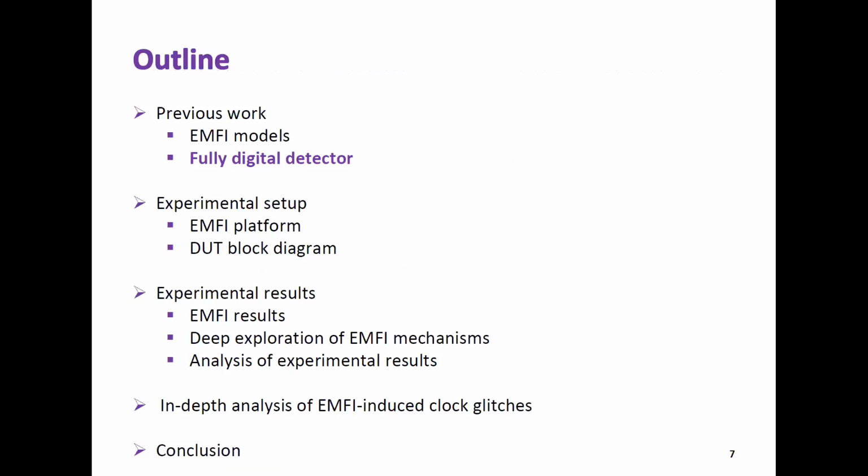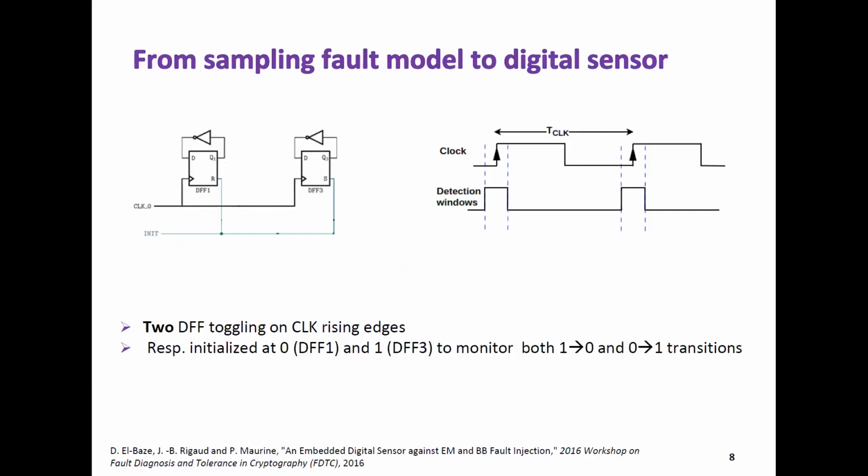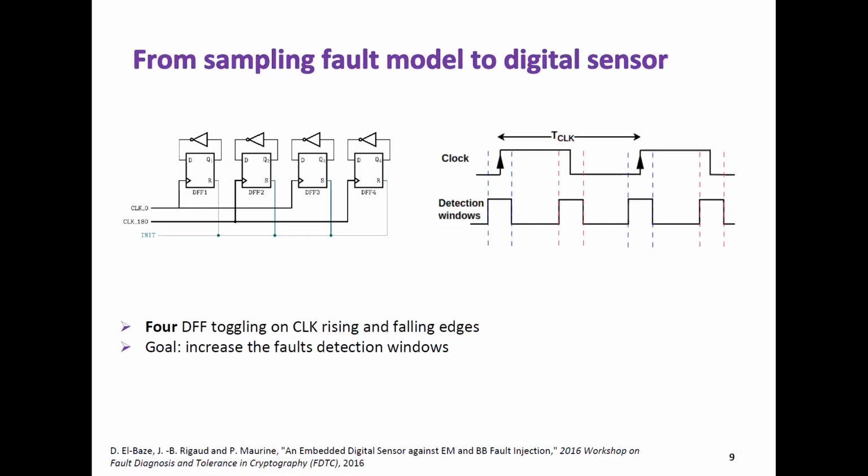After showing an overview of these mechanisms, I present the fully digital detector designed by David Elbaz, which by design is based on the sampling fault model. This detector is constituted of two D flip-flops, FF1 and FF3, the first initialized at 0 and the second initialized at 1, to monitor both transitions, 0 to 1 and 1 to 0. These two D flip-flops give two detection windows. With the objective of increasing the fault detection windows, two more flip-flops are added, FF2 and FF4, but they toggle on the 180-degree phase-shifted clock signal, clock 180.